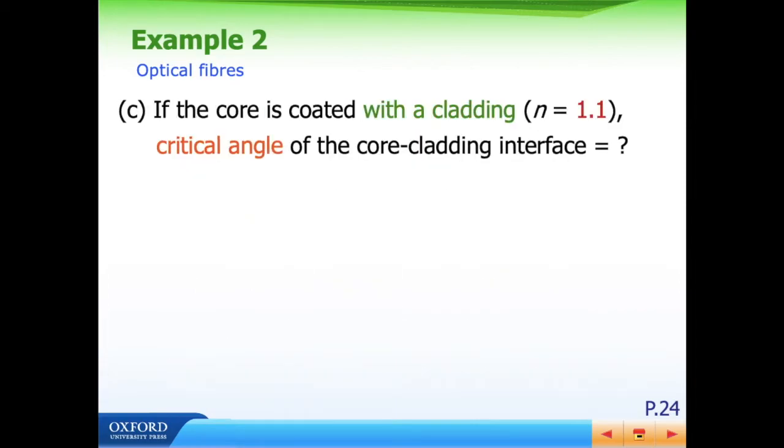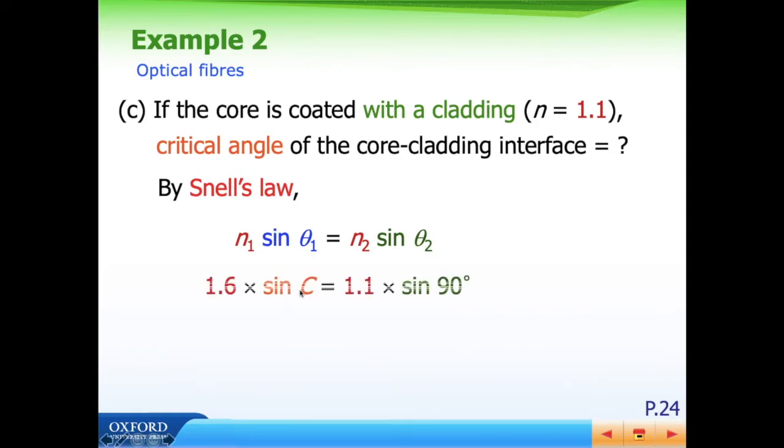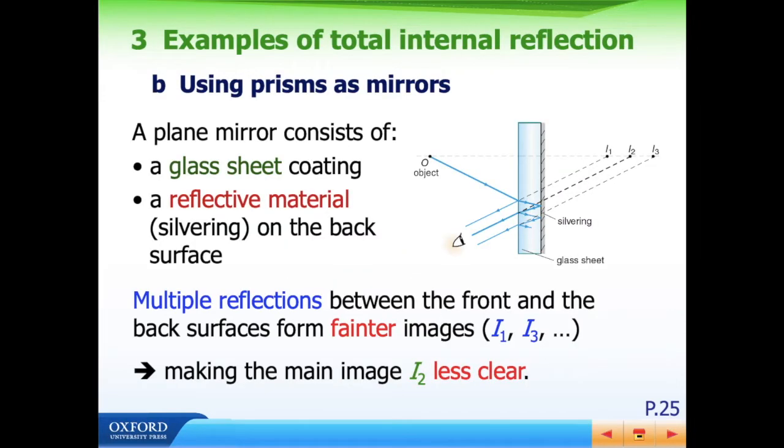Question C: if the core is coated with cladding that has a refractive index n equal to 1.1, what will be the critical angle of the core-cladding interface? Okay, so to calculate, again, we can employ the concept of Snell's law, and from that, we can determine the critical angle, and that is equal to 43.4 degrees. Moving on to our second example of total internal reflection, using prisms as mirrors.